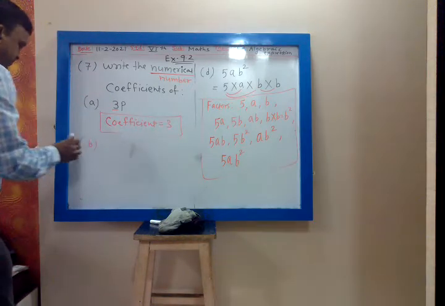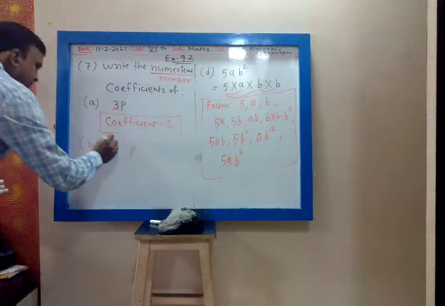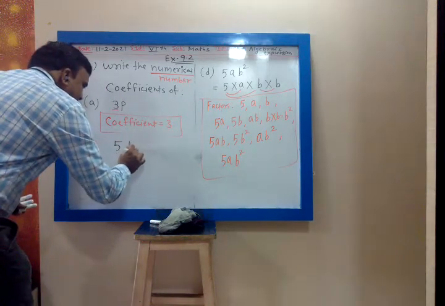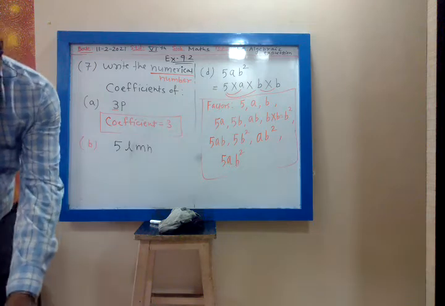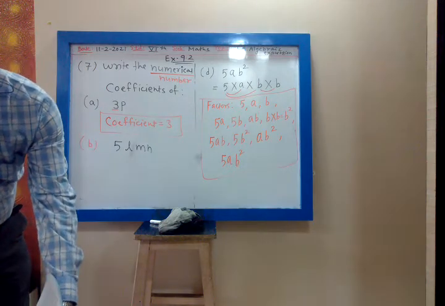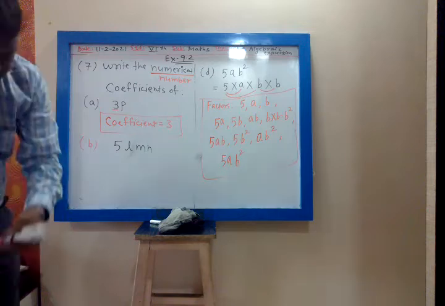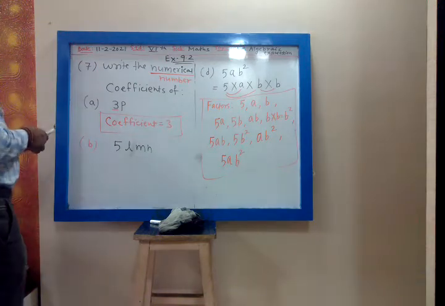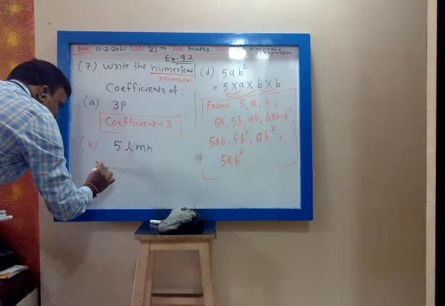Next, 5 LMN. What is the numerical coefficient? Tell me. 5. So you write the numerical coefficient 5.